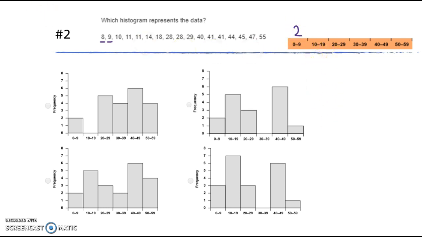10 to 19. Let me switch colors. I want everything that's between 10 and 19. So that would be all these things that I'm underlining in pink. And there are 5 of those values. So you want your bar to have a height of 5 for that second chunk right there. And you would just continue going in this pattern to figure out the correct histogram for your data.